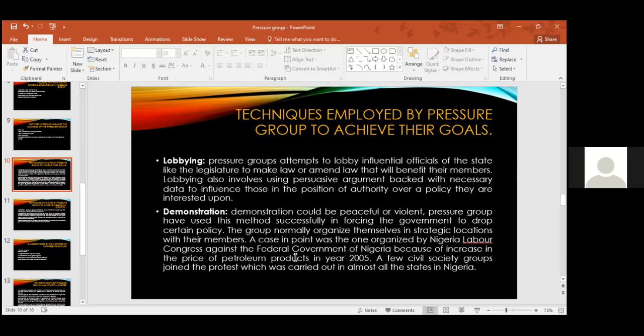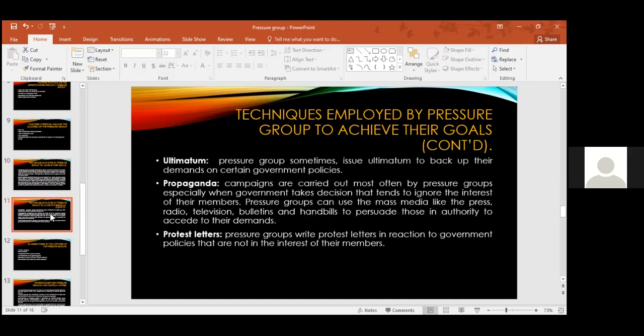But that time they wanted to increase the price of petrol. So people came out, and NLC actually led a protest to ensure that the price is not increased. So these are examples of demonstration. So we have lobbying, we have demonstration, we have ultimatum. And ultimatum is when you give the government a particular time range to do something.